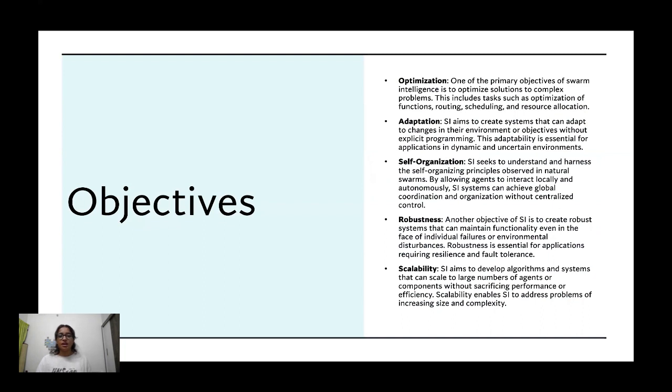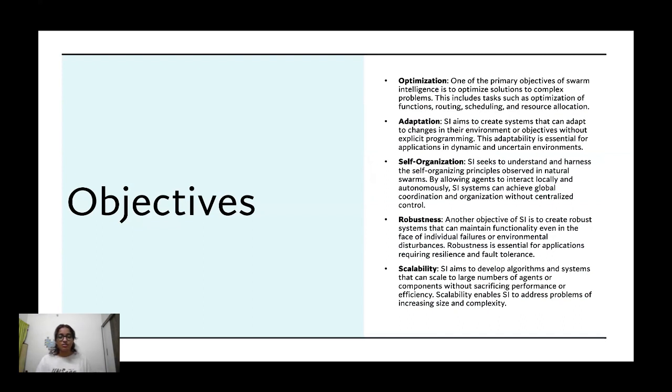The objectives are, first, optimization. One of the primary objectives of swarm intelligence is to optimize solutions to complex problems. This includes tasks such as optimization of functions, routing, scheduling, and resource allocation. The next one is adaptation. SI aims to create systems that can adapt to changes in their environment or objectives without explicit programming. This adaptability is essential for applications in dynamic and uncertain environments.